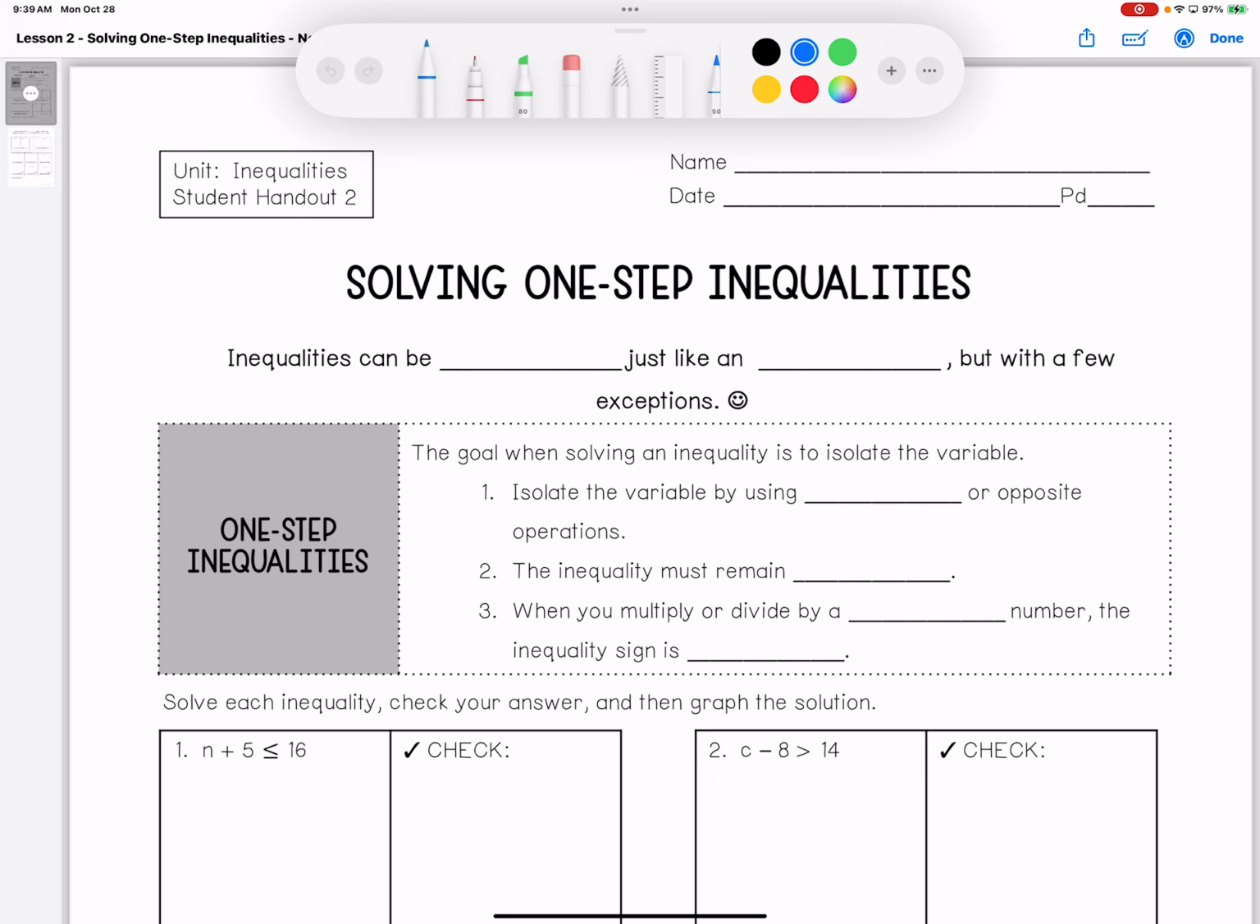Solving one-step inequalities. As we've kind of already talked about, solving inequalities is the same exact steps as solving equations. It is the exact same. There is one difference, and we will cover that. But for the most part, it is the exact same. There is one difference, though, and we'll cover that in just a second. All right, here we go. Let's get started.